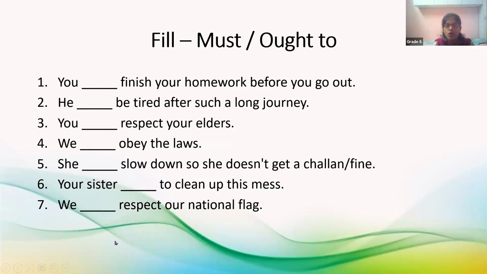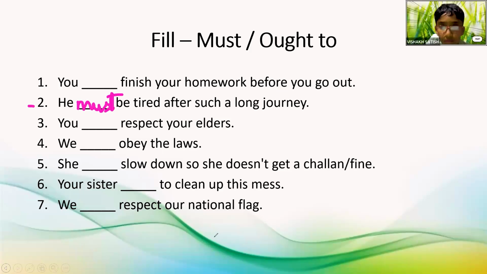Here, must and ought to. Nityashri, go ahead. You must finish your homework before you go. Okay, great. Number 2. Must. Yes, it is must. Next one, third.